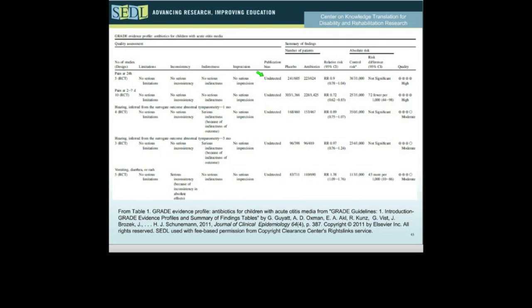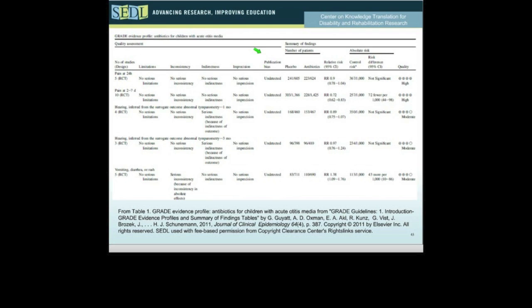But the first part of this evidence profile gives you the study, the limitations, the inconsistency, the indirectness, all the reasons for grading down, publication bias, because grading up is rather rare. Those are not in this table because it was probably not encountered in this actual study.